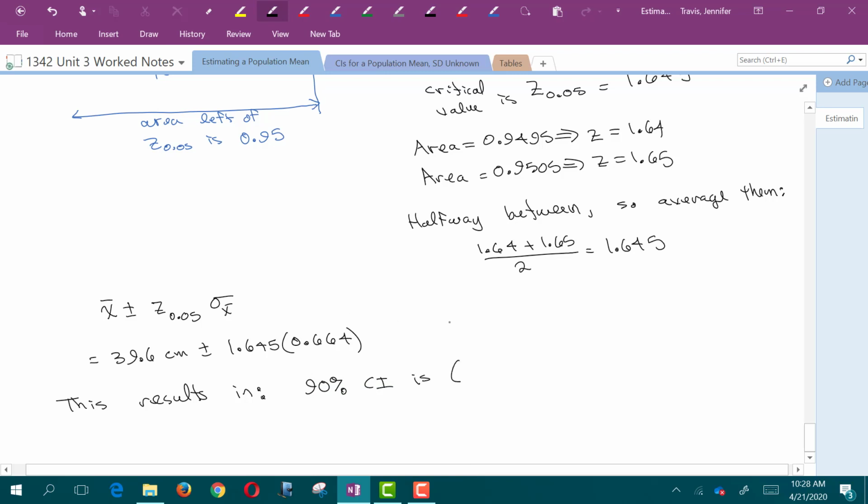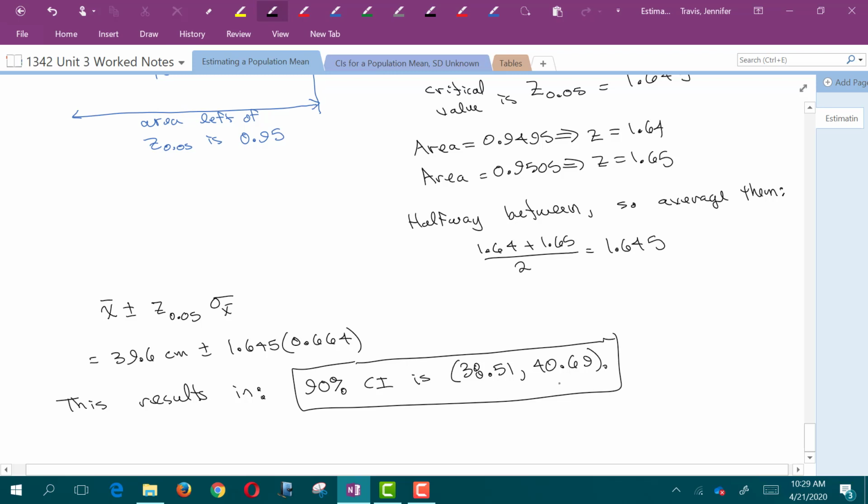So this is going to be the interval 38.51 and 40.69. And the way I got those was I just used my calculator on this calculation. First I did the plus and then I did the minus. Actually, it doesn't matter what order you do them, but be sure the small one comes first in your confidence interval. So then here we go.